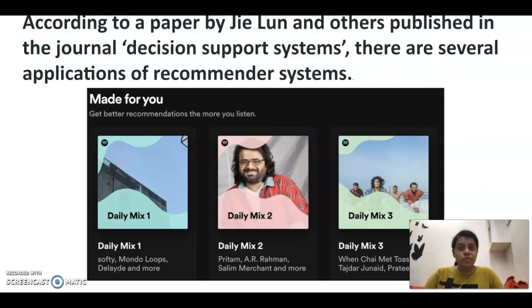So the next time Spotify suggests a perfect playlist for you and you wonder, how does Spotify know exactly what kind of music I like? Don't be surprised. As is the case with most things in this day and age, it's just a bunch of algorithms doing their job.